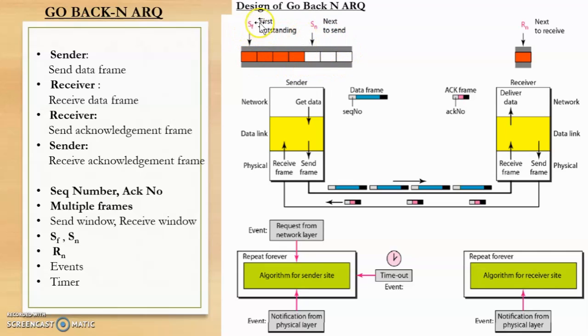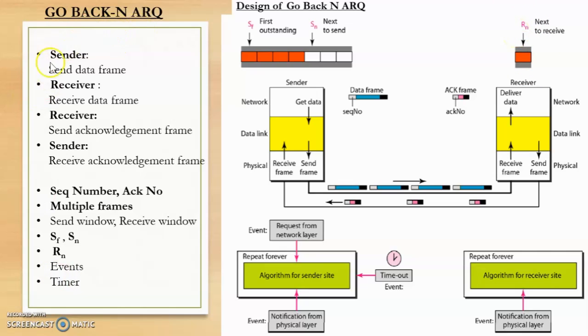SF is the sequence number of the first outstanding frame, and an outstanding frame is one which has been sent but an acknowledgement is not received. And SN is the sequence number of the next frame to be sent. Also at the receiver side, the receiver will have a receive window, and the size of the receive window is 1. And RN is the sequence number of the expected frame. This receive window also we have discussed earlier in detail.